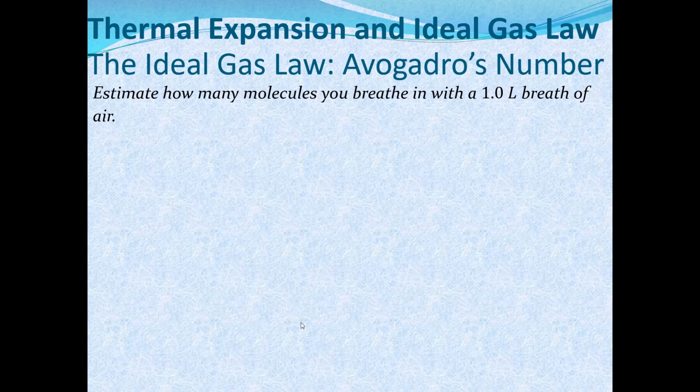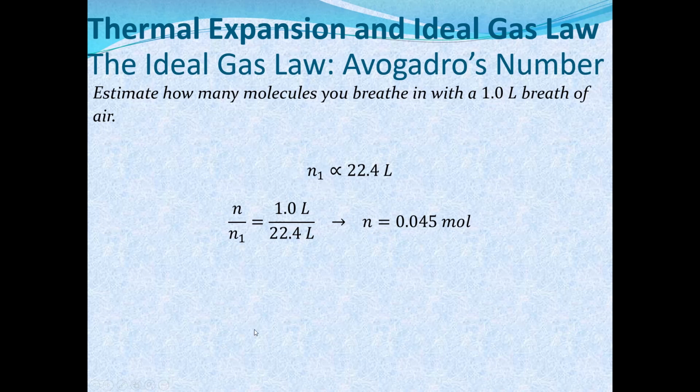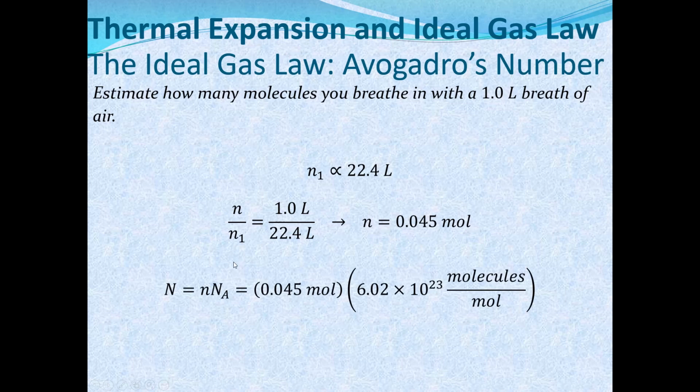All right, so we want to know how many molecules we breathe in during 1 liter of breath. There's a few things that we could do, but the whole thing is that we know that the number of molecules is going to be proportional to about 22.4 liters. This is Avogadro's number, of course. So we could set up a proportion: the number of moles that I'm breathing over Avogadro's number is equal to 1 liter over 22.4 liters, which is about this number of moles. What I'm going to do is then take this and multiply it by Avogadro's number, and I get this.